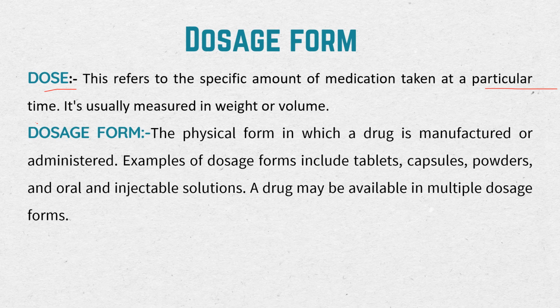Then what is dosage form? Dosage form is the physical form in which a drug is manufactured or administered. Examples of dosage form include tablets, capsules, powders and oral injectable solutions. A drug may be available in multiple dosage forms also.